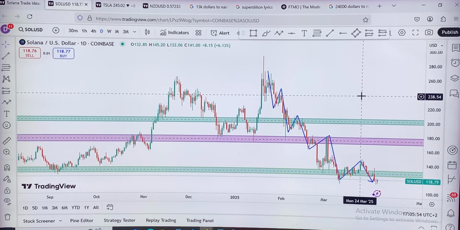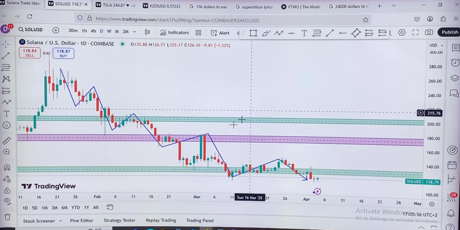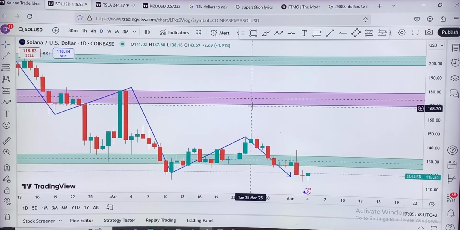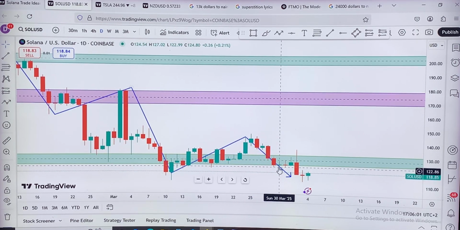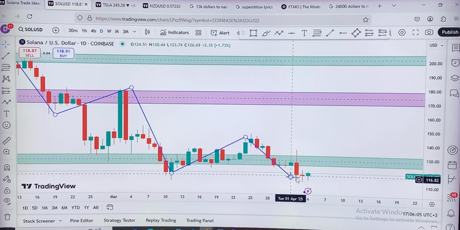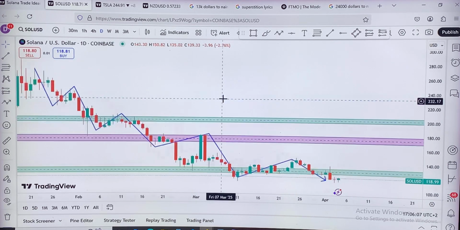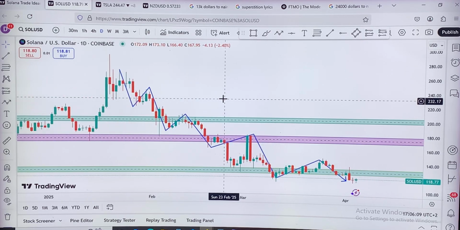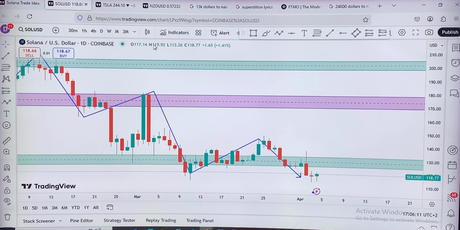So currently now, let's zoom that and be sure that we have a lower low there. Let's be so sure. Okay, this low is lower than this. So currently now on the daily time frame, we can see that we've established a downtrend.